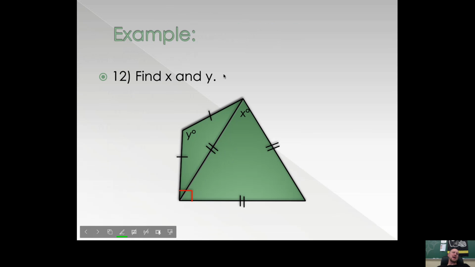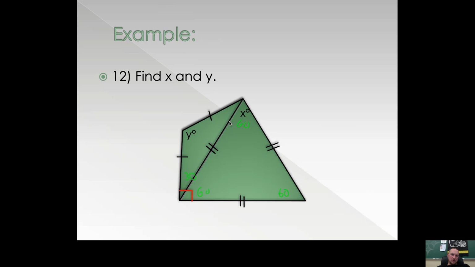Here's an example. Find X and Y. So this big shape is not a triangle. Be careful there. But there is an equilateral triangle here, which behaves just like an isosceles triangle. But if all of the sides are congruent, we know all the angles are congruent too. So we can make all of these angles 60. Notice how this angle is 90, which makes this guy 30.